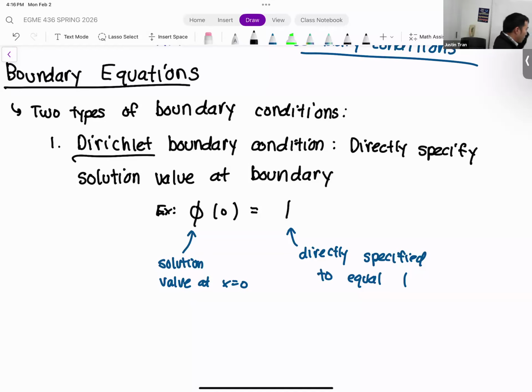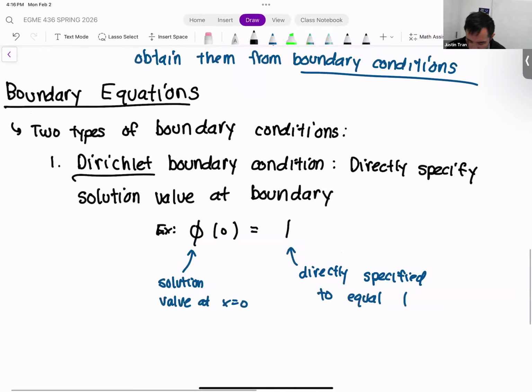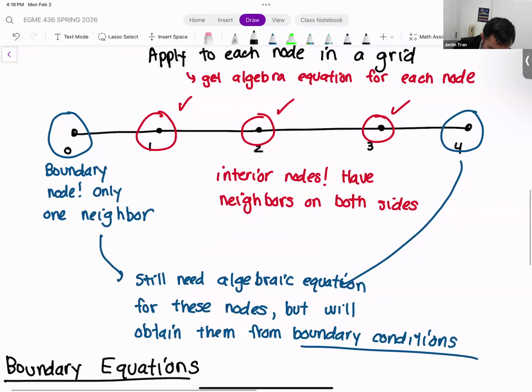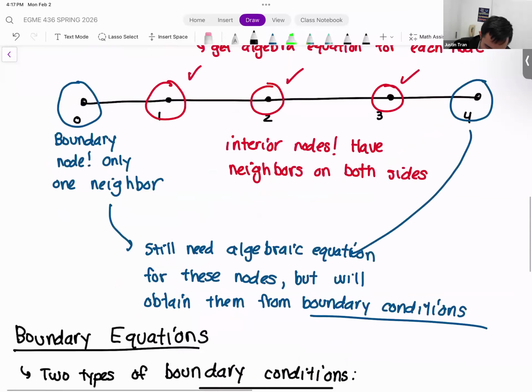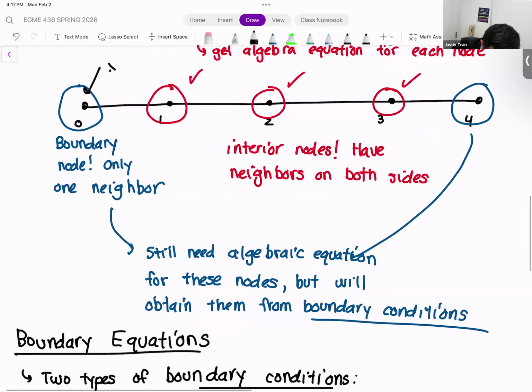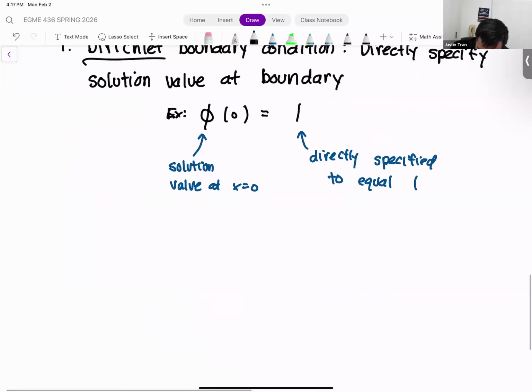All right, and I believe we went over this last time. So we saw that x is equal to 0 coincides with node 0. If we go back up to our domain here, node 0 is at x equal to 0. And so what this boundary condition is saying is that phi 0 is equal to 1. So that right there is our boundary equation.